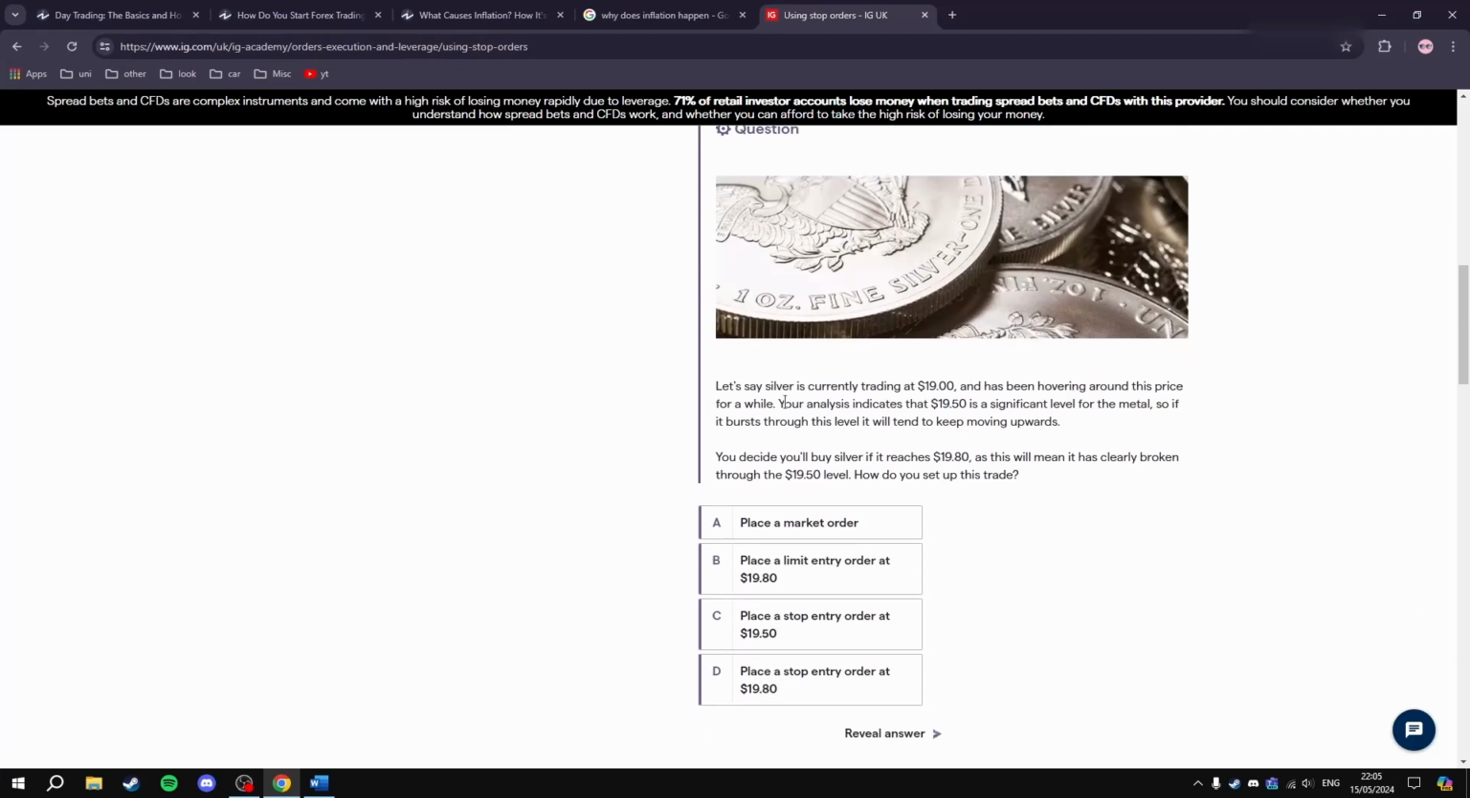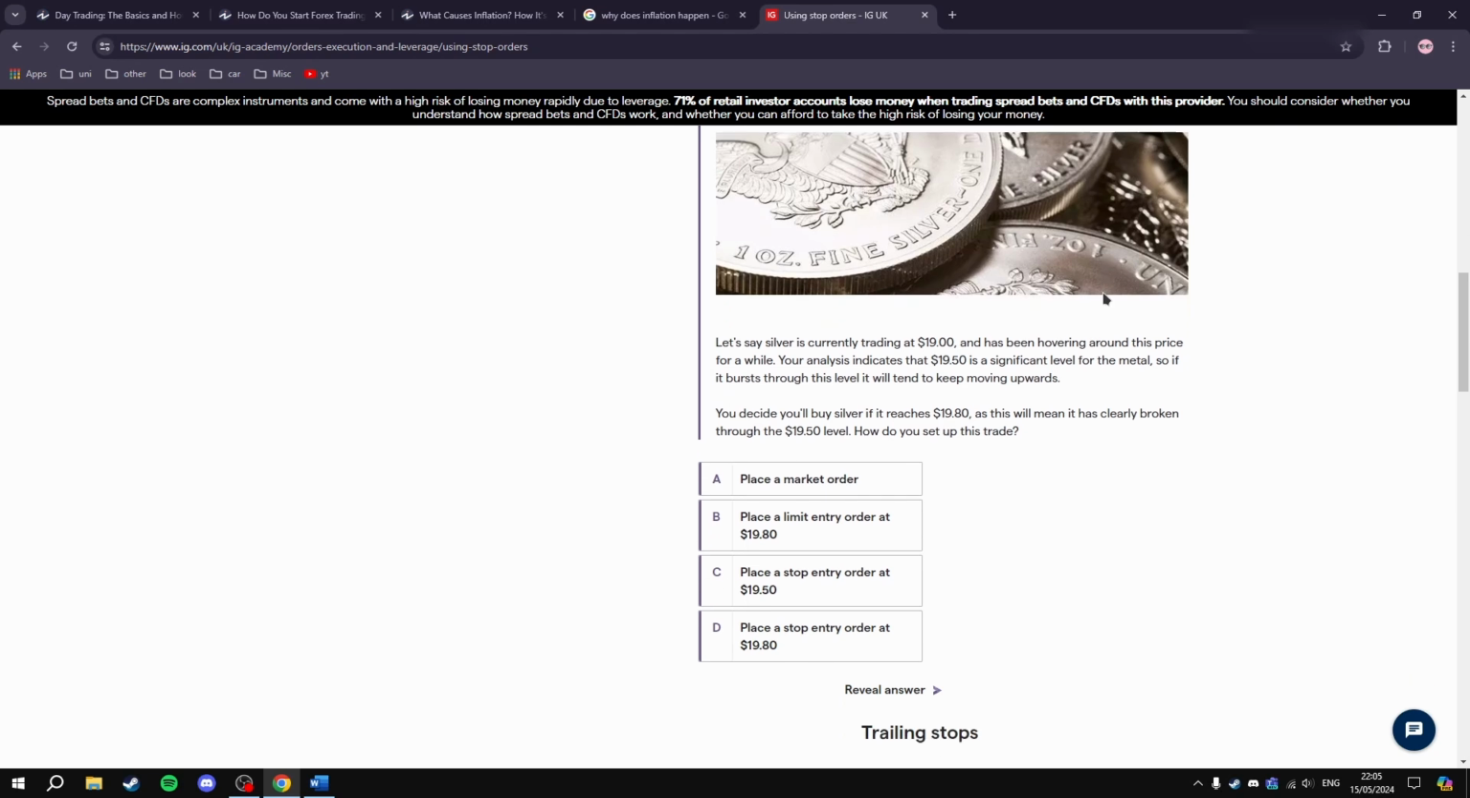Question. Let's say silver is currently trading at $19 and has been hovering around this price for a while. Your analysis indicates that 19.5 is a significant level for the metal, so if it bursts through this level, it will tend to keep moving upwards. You decide to buy silver if it reaches 19.8, as this will mean it has clearly broken through the 19.5 level. How do you set up this trade?